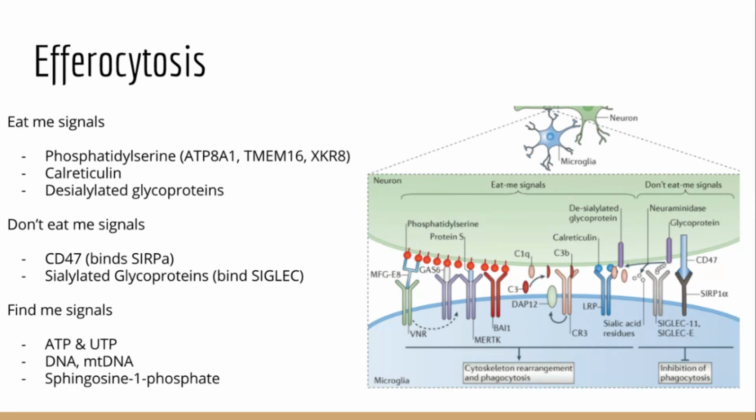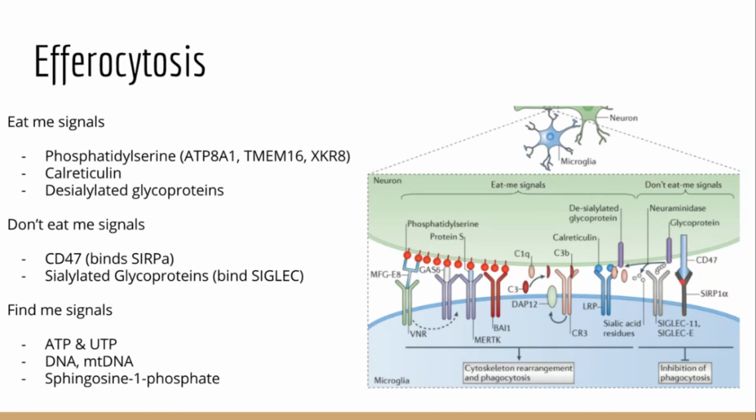So the next class of signals are the don't-eat-me signals. CD47 is expressed on neurons, and it binds to SIRP-alpha on the microglia, and it's another don't-eat-me signal. Oftentimes, CD47 will be upregulated in cancers because it prevents phagocytosis. This is another potent don't-eat-me signal, often seen in cancer to prevent phagocytosis.